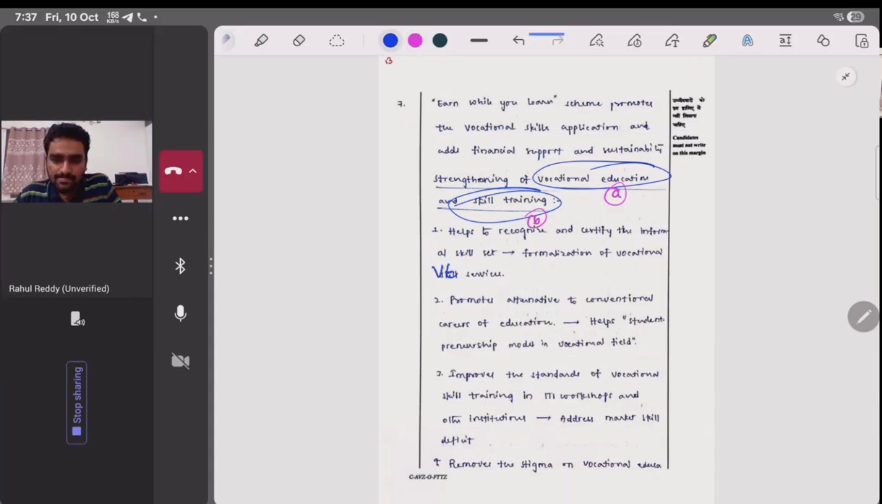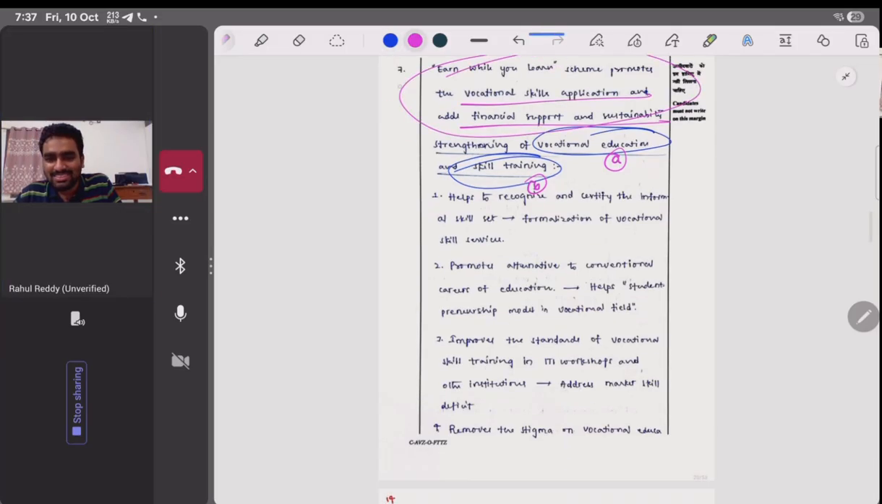First, vocational education, then skill training. If you are comfortable, you can go. If you are not, let it be. If you are not comfortable, then learn scheme, promote the vocational skill application financial. Okay, like it is fine, no issue.